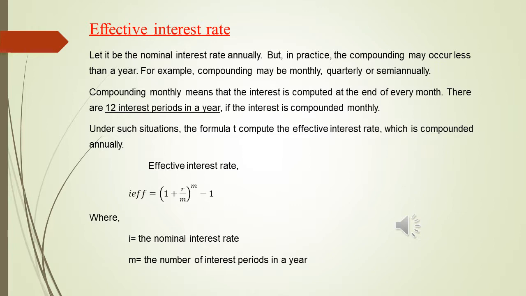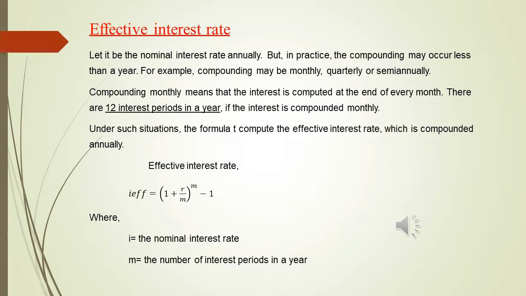So next, let us study effective interest rate. Let R be the nominal interest rate annually, that is for a complete year. But in practice, the compounding may occur less than a year. For example, compounding may be either monthly, quarterly, or semi-annually. It can be any of these.